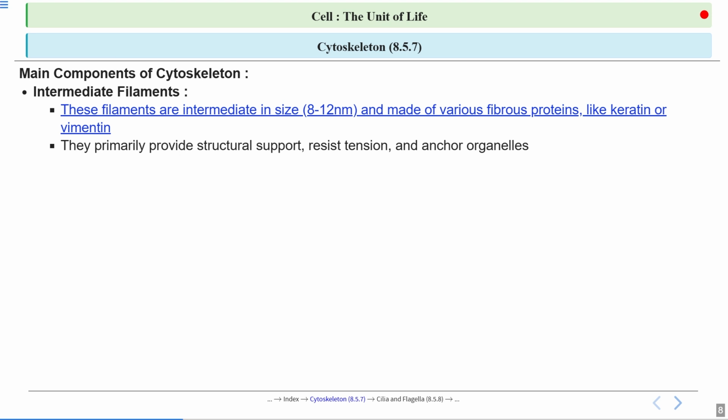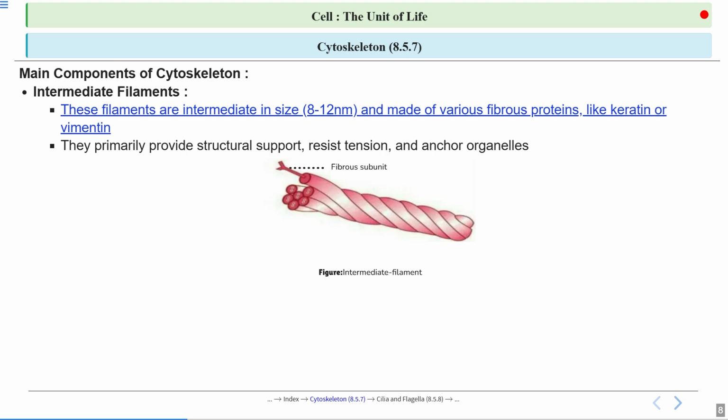Okay, you should know about the size of the intermediate filament as well. So this is an image showing you intermediate filament. They're made up of fibrous proteins, you can see, which is keratin or the vimentin. Again, you should know the functions of these. The first one is the structural support. Okay, this is the major function. It is the structural component of the cell. It provides mechanical support, and this also helps to maintain the shape of the cell. Clear?